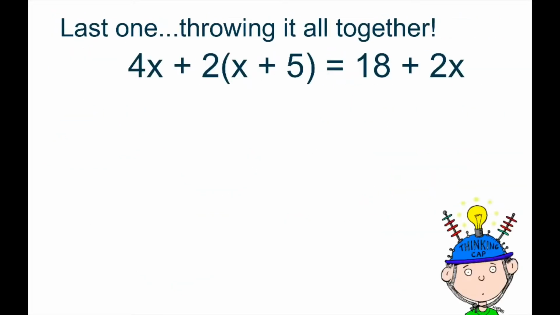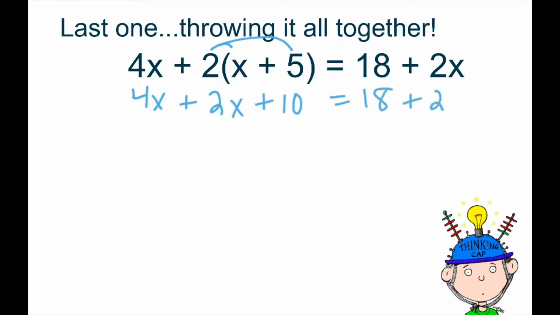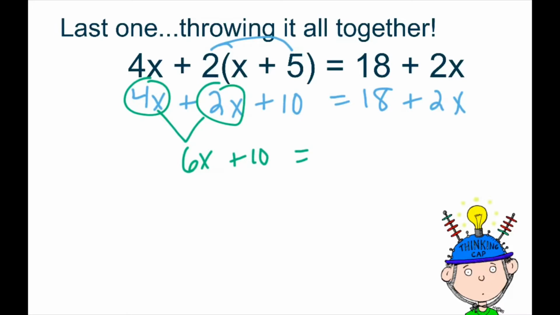Okay, people, last one. Let's throw it all together. Looking at this problem, first I'm going to distribute. I'm not using the 4x, so I'm just going to bring it down and go ahead and do 2 times x plus 2 times 5. And I'm not doing anything over here, so I'm just going to bring it down. Now I have some like terms to combine. I end up with 4x plus 2x is 6x plus 10 equals 18 plus 2x.